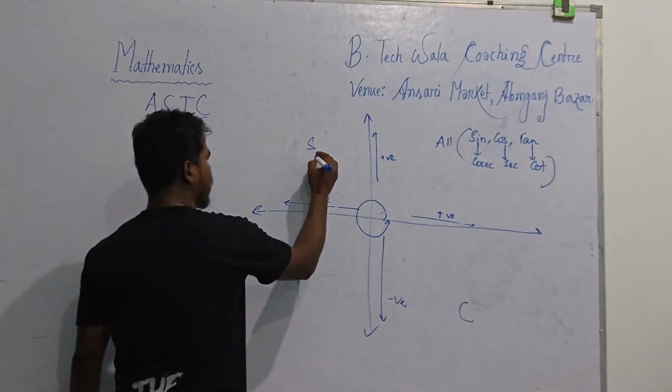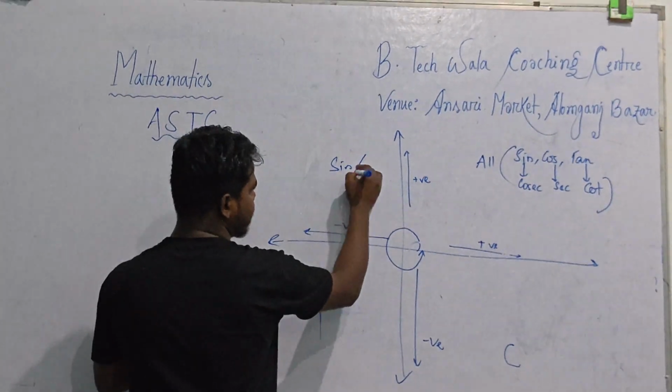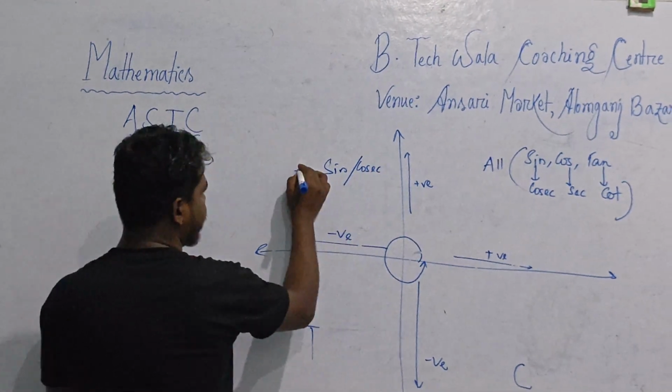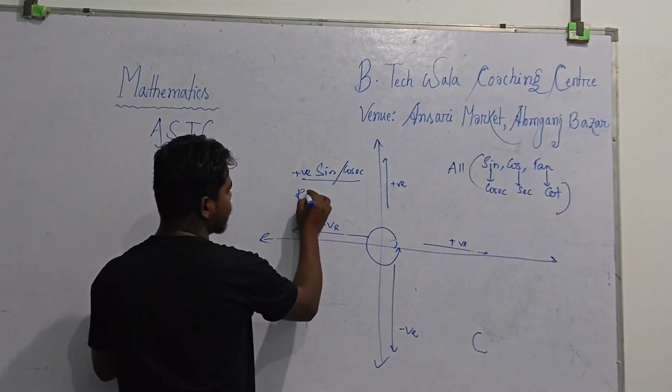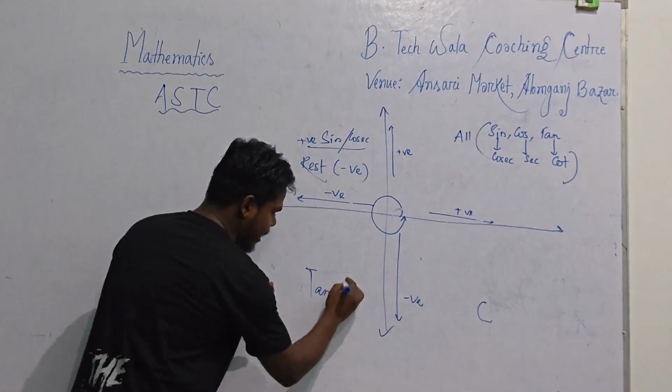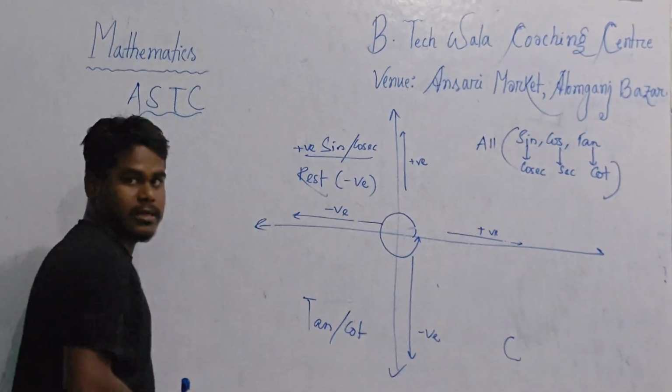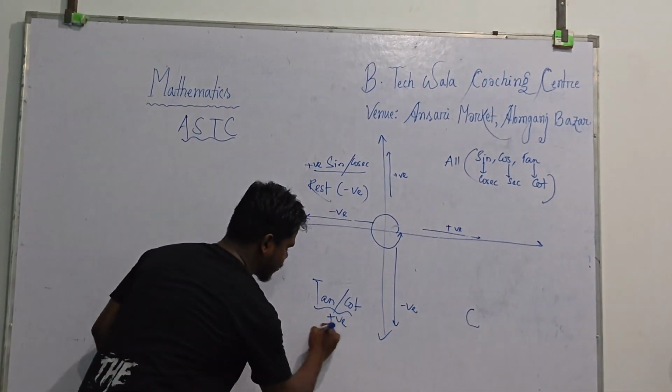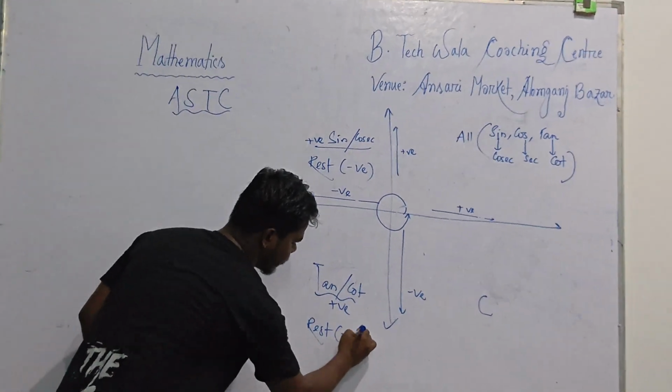In the second quadrant, only S means sine and its reciprocal, that is cosec, are positive, and the rest of the trigonometric functions are negative. Now in the third quadrant, T means tan and its reciprocal, that is cot, right? And these are positive, and the rest of the trigonometric functions are negative.